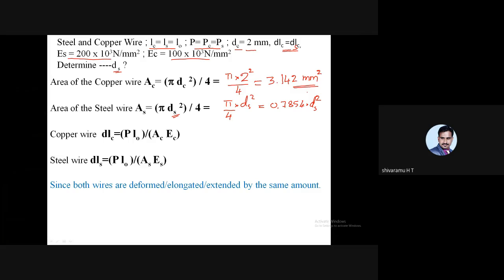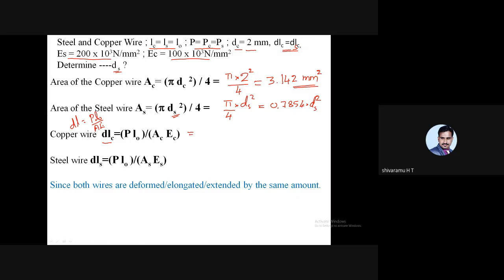So the standard equation for elongation is dl is equal to PL divided by AE. P L naught divided by AE. P is indicating the load and L naught is the original length and A is the area of the cross section and E is the Young's modulus. Here is given with the different material, so we are taking DLC. DLC is indicating deformation of the copper wire, equal to P into L naught divided by area of the copper wire and Young's modulus of the copper material. So here we are not taking PC because the load acting on both the materials is the same. So we can take P L naught divided by AC into EC.